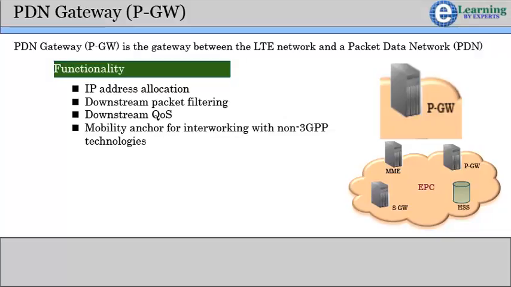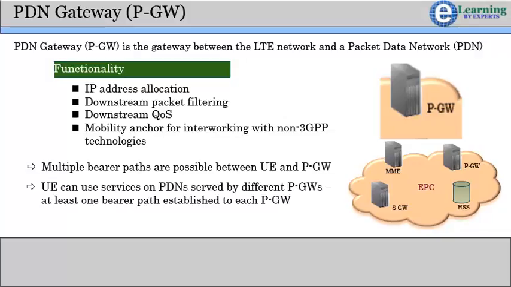Depending upon the services a subscriber is using, there may be multiple user data bearer paths between the UE and a PGW. It is also possible that the subscriber is using services on PDNs served by different PGWs. In this case, the UE will have at least one bearer path established to each PGW. During handover of the UE from one ENB to another, if the SGW is also changing, the bearer path from the PGW is switched to the new SGW.